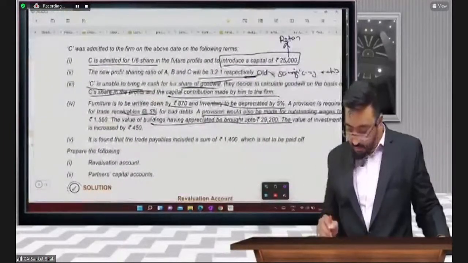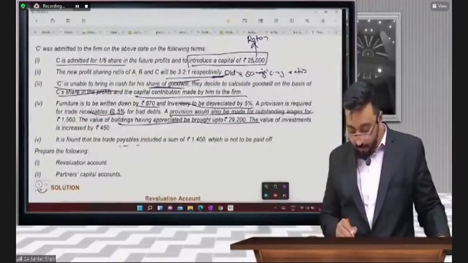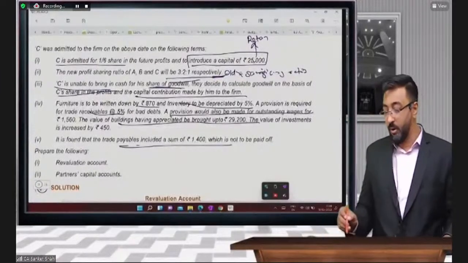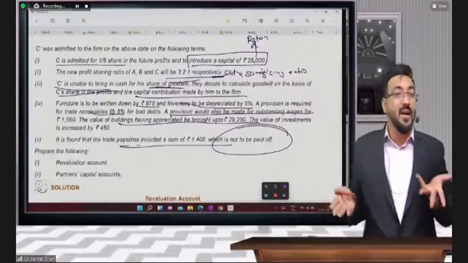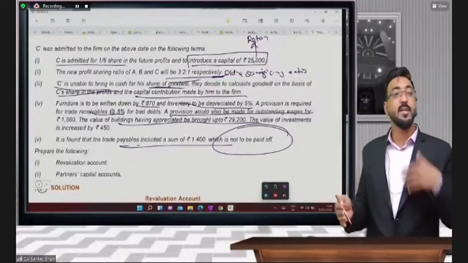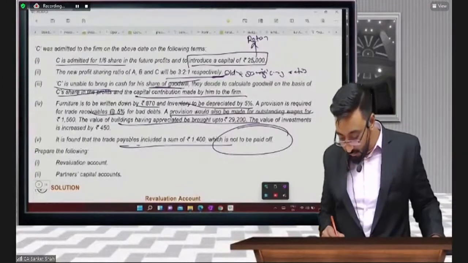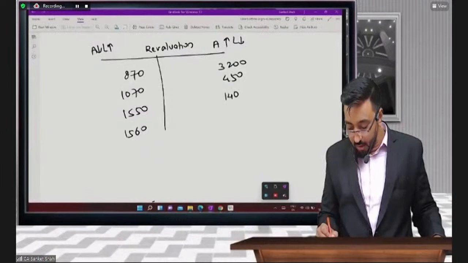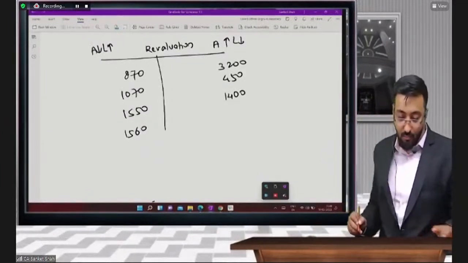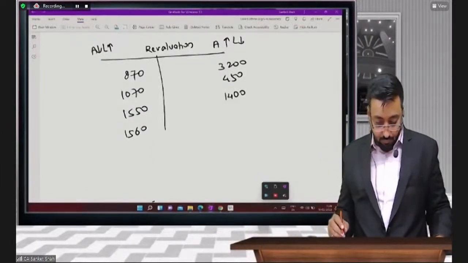And last one is the trade payable included 1,400, which is not to be paid off. अरे liability decrease हुआ. Liability decrease means it is your profit ना बेटा. So 1,400 is a profit, sir. Revaluation में again you are getting profit, sir. 1,400. Okay.